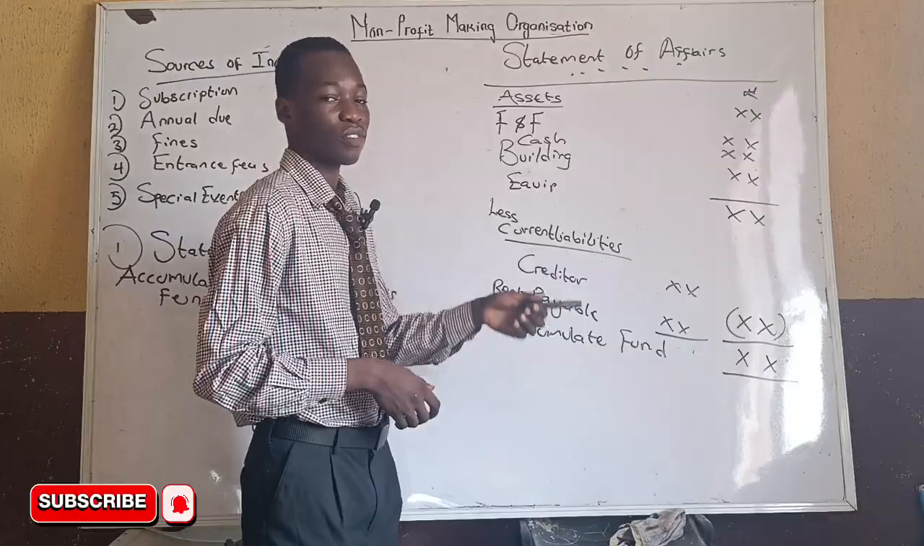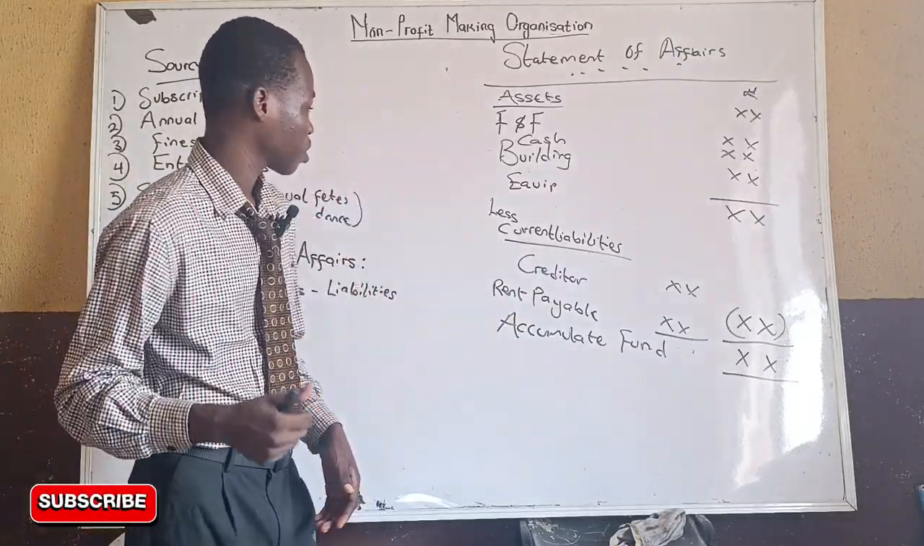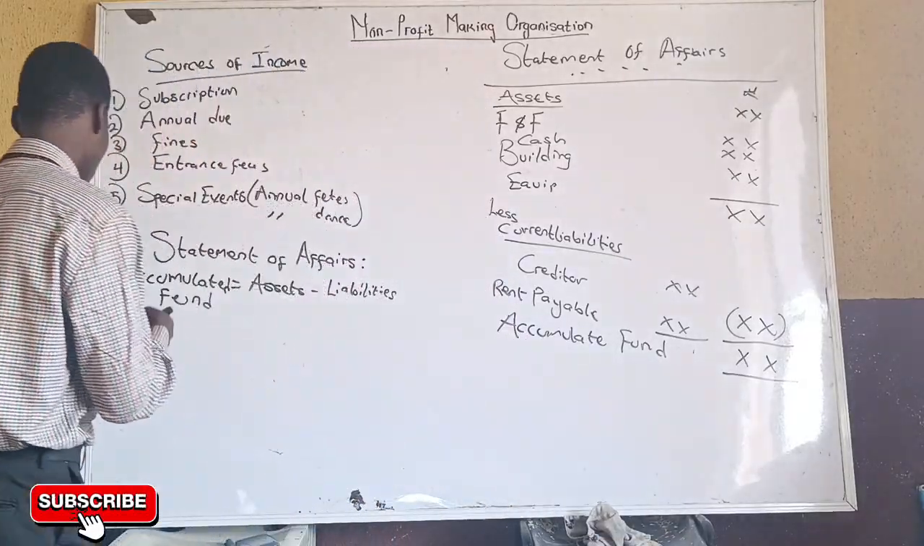So this is the vertical format. We are no longer using the T format. So when you are advancing, you start using the vertical format. So you can also use the T format. It's still the same process. Now that's the first one.